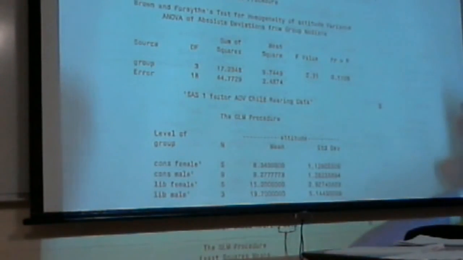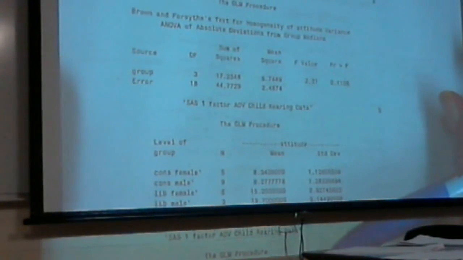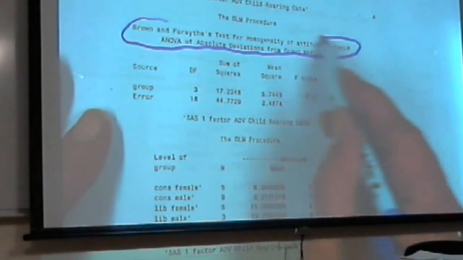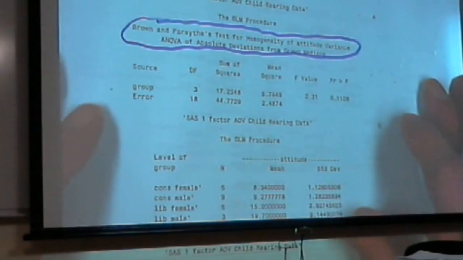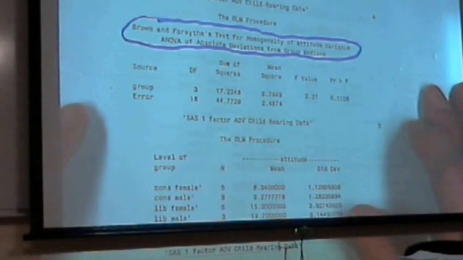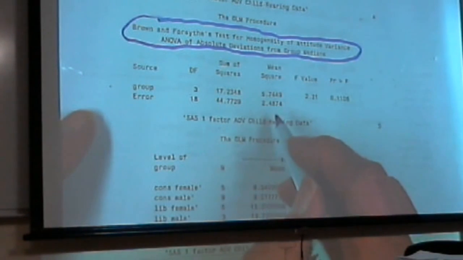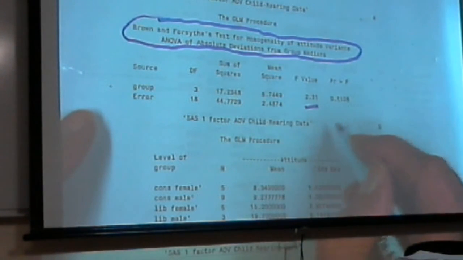Now we come to, on page 4, well, in this handout is page 3, we see the label here for what we asked for. Test for homogeneity of attitude variance. It's going to take absolute deviations from the group medians. Remember, that was our approach for running the means test, right? So it presents us with this analysis of variance table, and there's an F value in it and a P value.